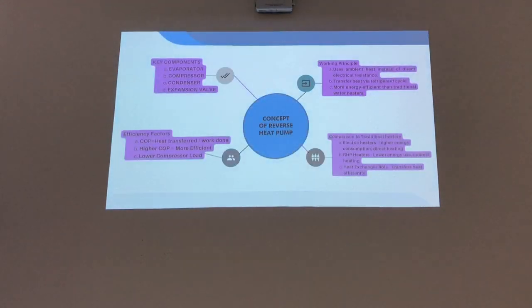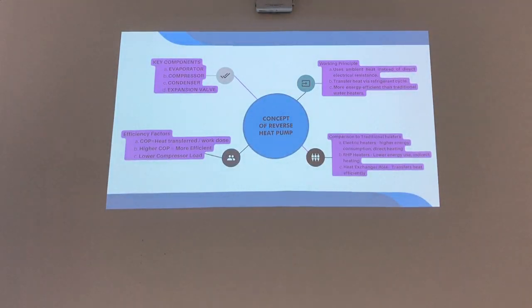So before we move on, I'll explain to you the concept of reverse heat pump. Reverse heat pump is basically using the ambient heat instead of direct heating, which is what we have currently with the normal electrical heaters. The efficiency is measured through COP, the coefficient of performance, which is heat transferred over work done by the compressor itself. A higher COP will result in more efficiency, and a lower compressor load will result in higher efficiency as well.